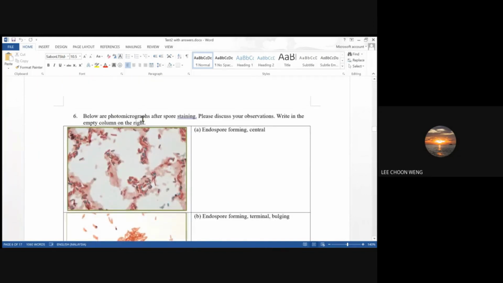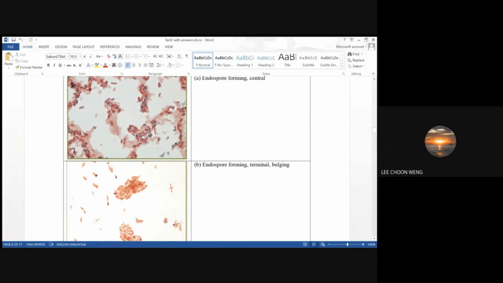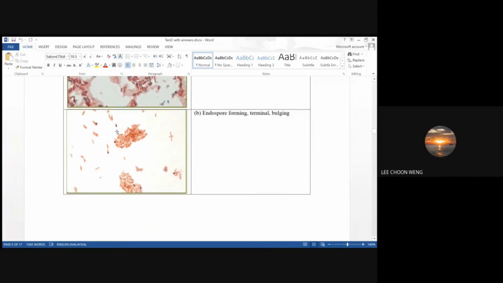Here, these are photomicrographs after spore staining. So here you can see clearly the spore. Okay. Spore is stained by malachite green, whereas the cells are stained by safranin. You can see it's green. So the difference here is I wanted you to see that the spores here are bigger than the cell diameter. So these are actually bulging.